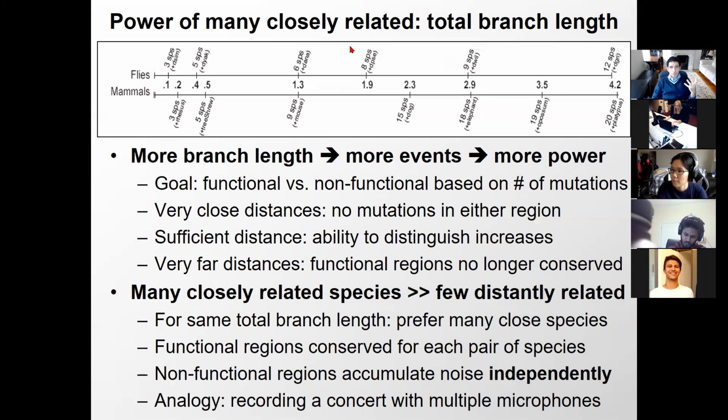So everybody with me here on this concept that we want a lot of branch length, but the way to get this branch length is much more powerful when you look at multiple closely related species rather than at just two very distantly related species.